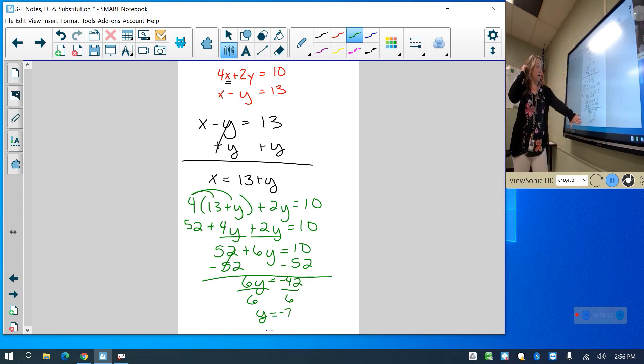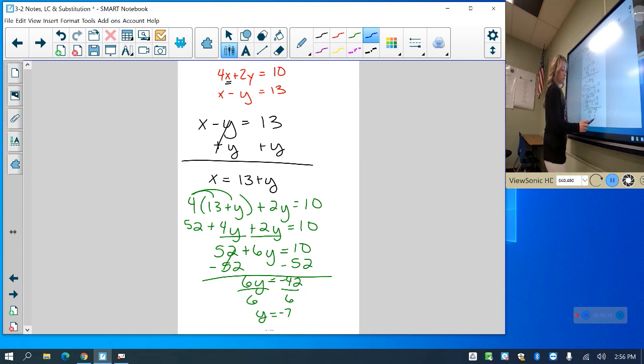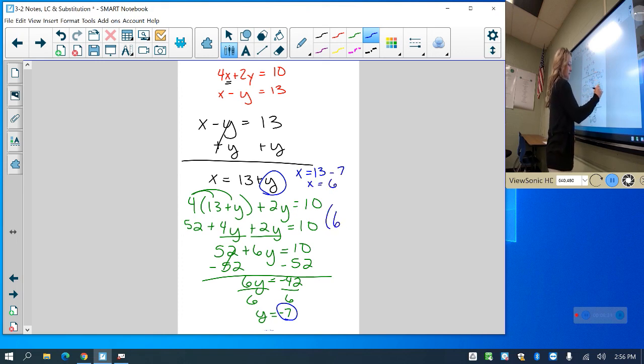Substitute in, get my y value. Go ahead and take that y value, plug it in for your x to find, or for this y to find your x. So I have x equals 13 plus a negative 7 or minus 7. So I have x equals 6. So 6, negative 7 is my point of intersection.